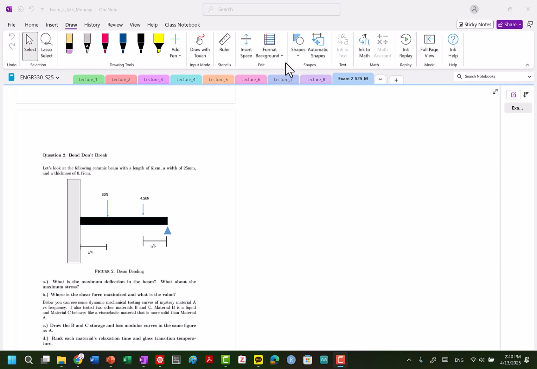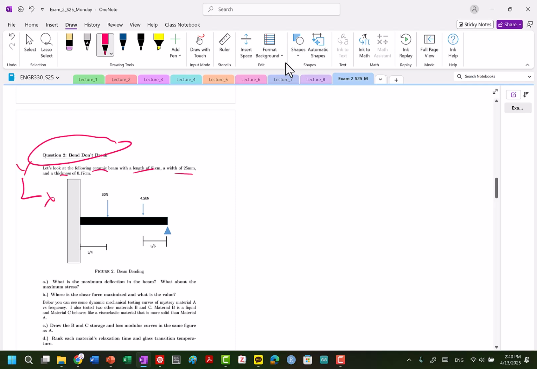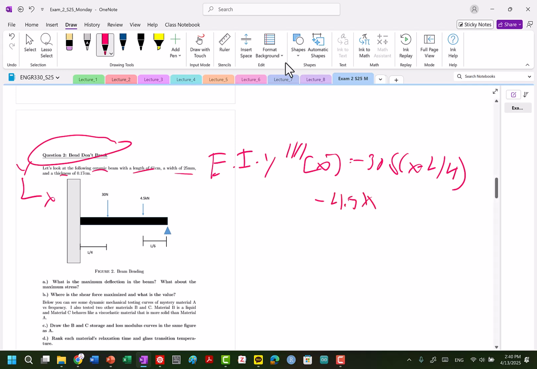All right, everyone. Now we're on our second problem, bend, don't break. So you have a ceramic beam, length, width, thickness. We're loaded here. If we have our coordinate system, x and y, we need to set up E·I·y''''(x) = -30 δ(x - L/4) - 4.5 × 10^3 δ(x - 5L/6).